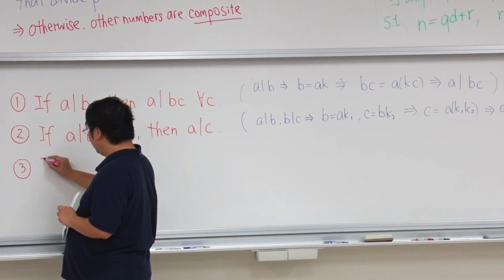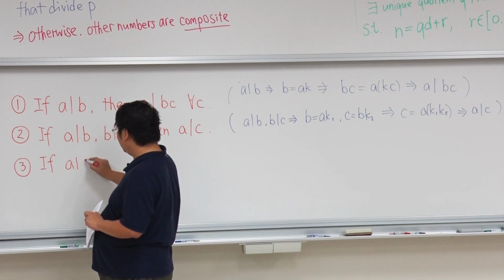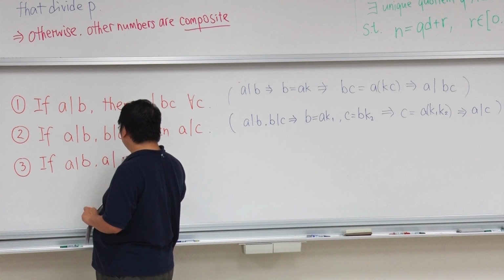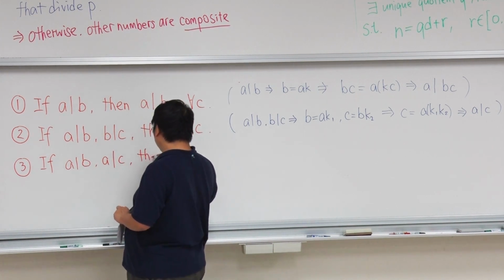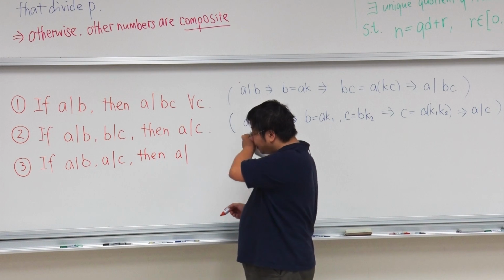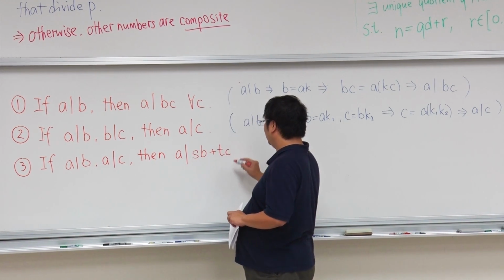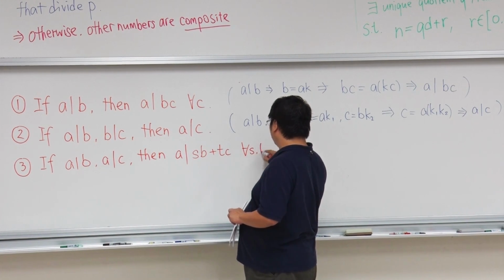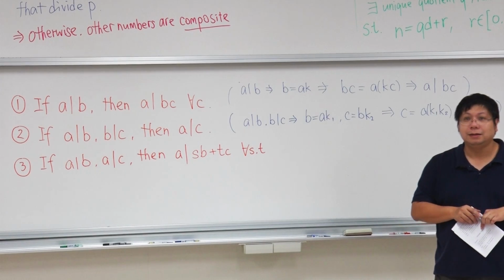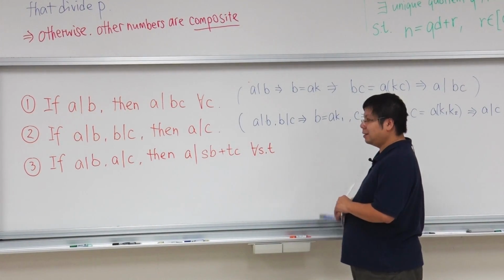If A divides B and A divides C, then A divides any linear combination of B and C, as in SB plus TC, for every S and T. Is that okay? So this is also simple.